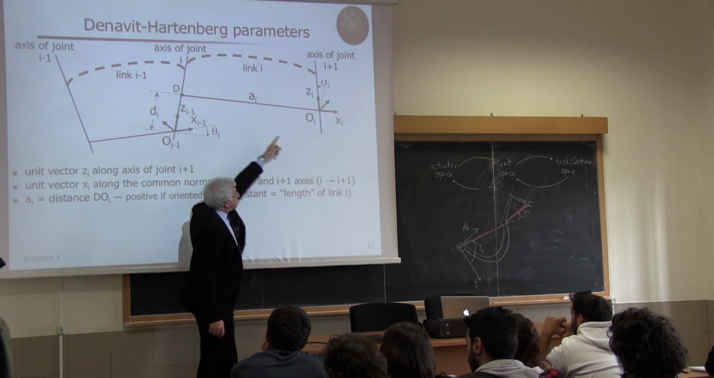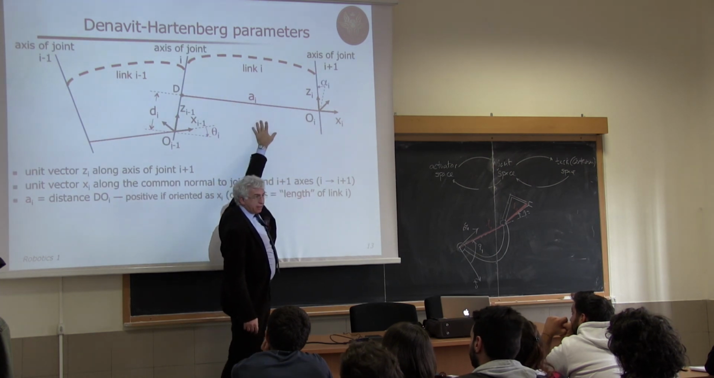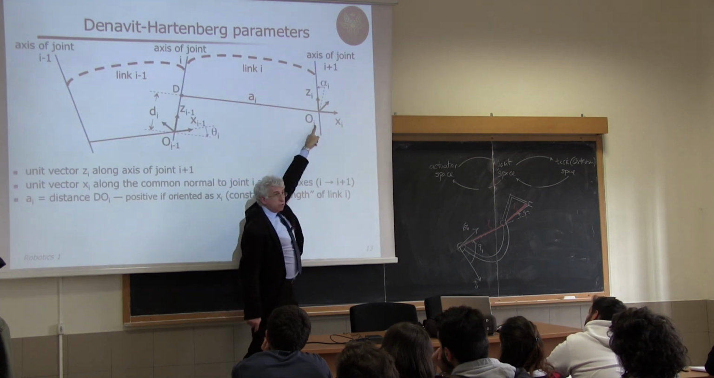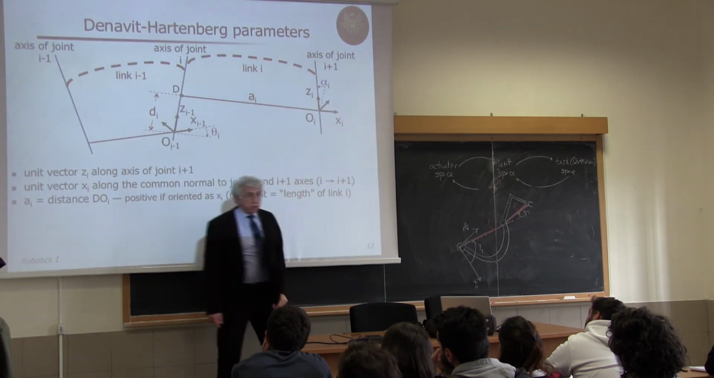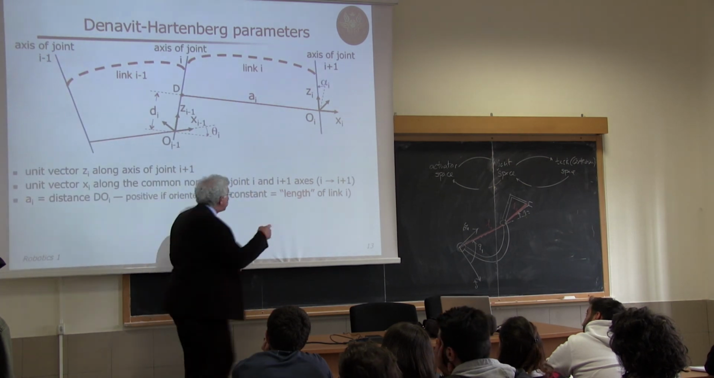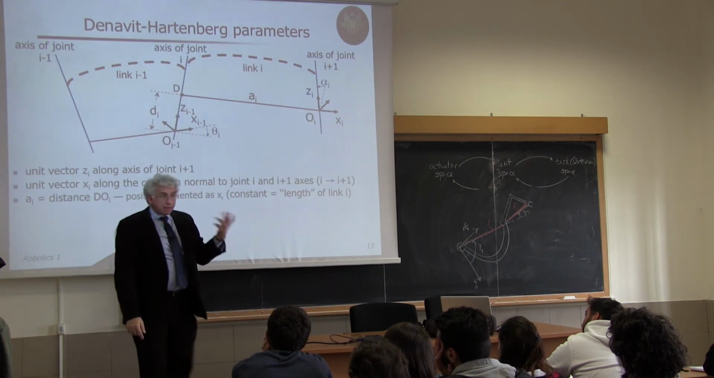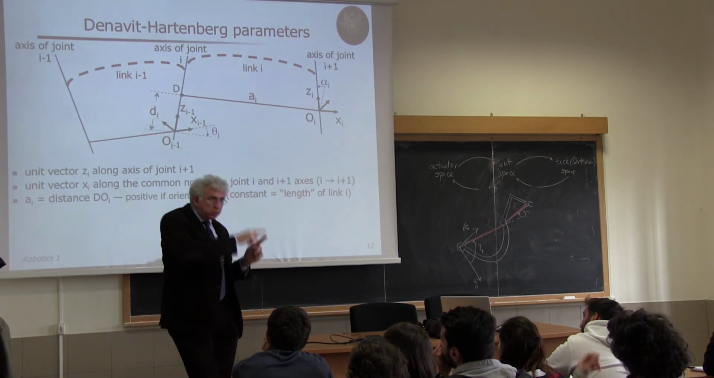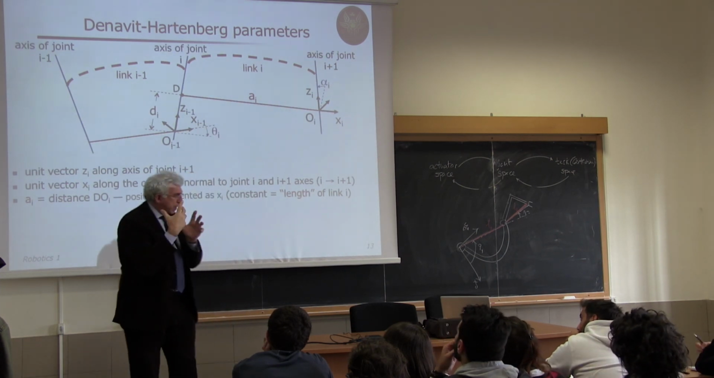So the first parameter is defined as follows. Ai is the length, quote unquote, of the link I axis. So it goes from D to this origin, and it's positive if I'm moving from D to Oi along the chosen positive direction of Xi. So in this case, Ai will be a positive number. If I had chosen Xi like this, I would have had the same absolute value of Ai, but with a minus sign, because I'm going from D to Oi, but moving in the opposite direction of the Xi axis. Okay, pay attention to this.